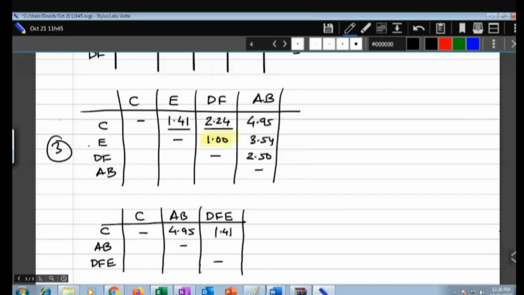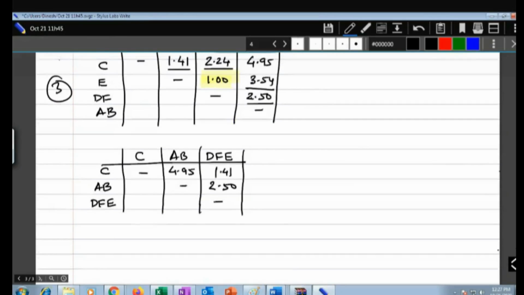AB to DFE. So DFE, where is DFE? So this is DF and this is E. Just carefully observe this. And which one is minimum? 2.50. That's it. And then what is the next thing to be merged in step number 4?